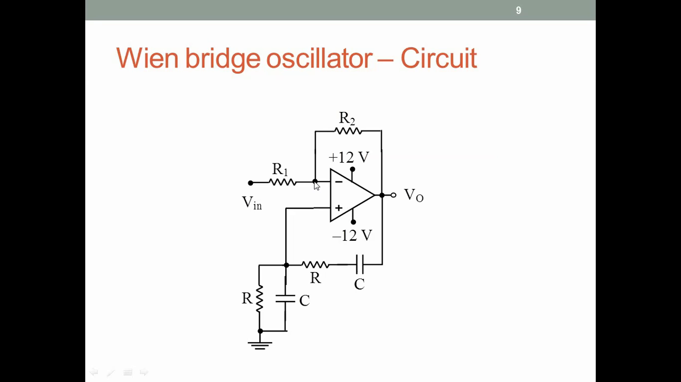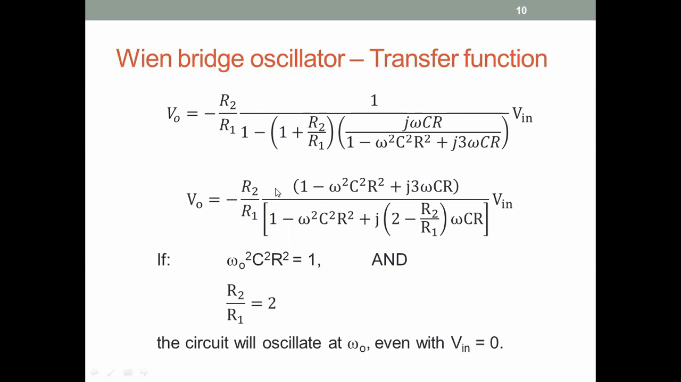The negative input is equal to the positive input, and solve. I'm not going to solve it, I'm just going to write the final expression. So here is the expression. VO is equal to minus R2 by R1 into some big thing into Vin.